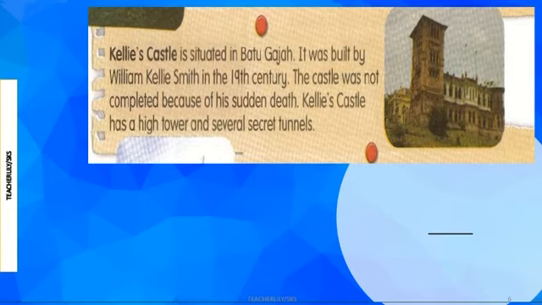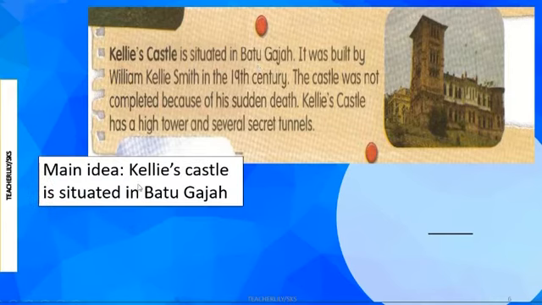What is something that this author wants to tell you here? Okay, you are right. The author wants you to know about Kelly's castle, which is situated in Batu Gajah, Perak. So, this is our main idea, okay?